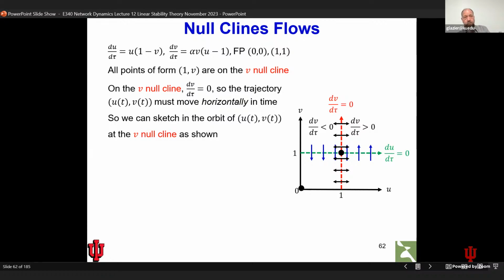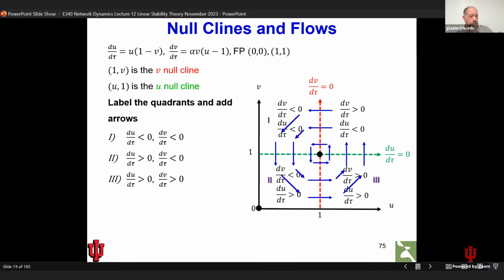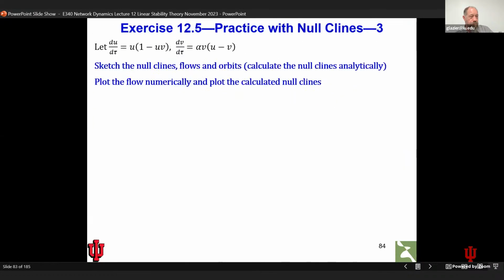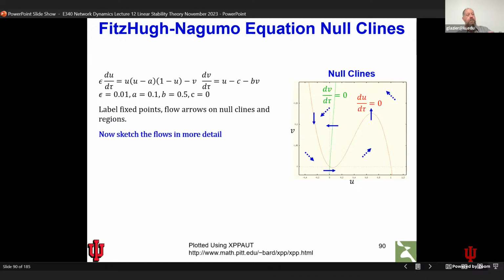Okay? Elmer, what's the question? You said that they are horizontal and vertical, not perpendicular, but in this example they are perpendicular. Right. Let me just flip to one where they're not so trivial. There's a set of nullclines that are not so trivial. They are not. Okay. We will come to that.